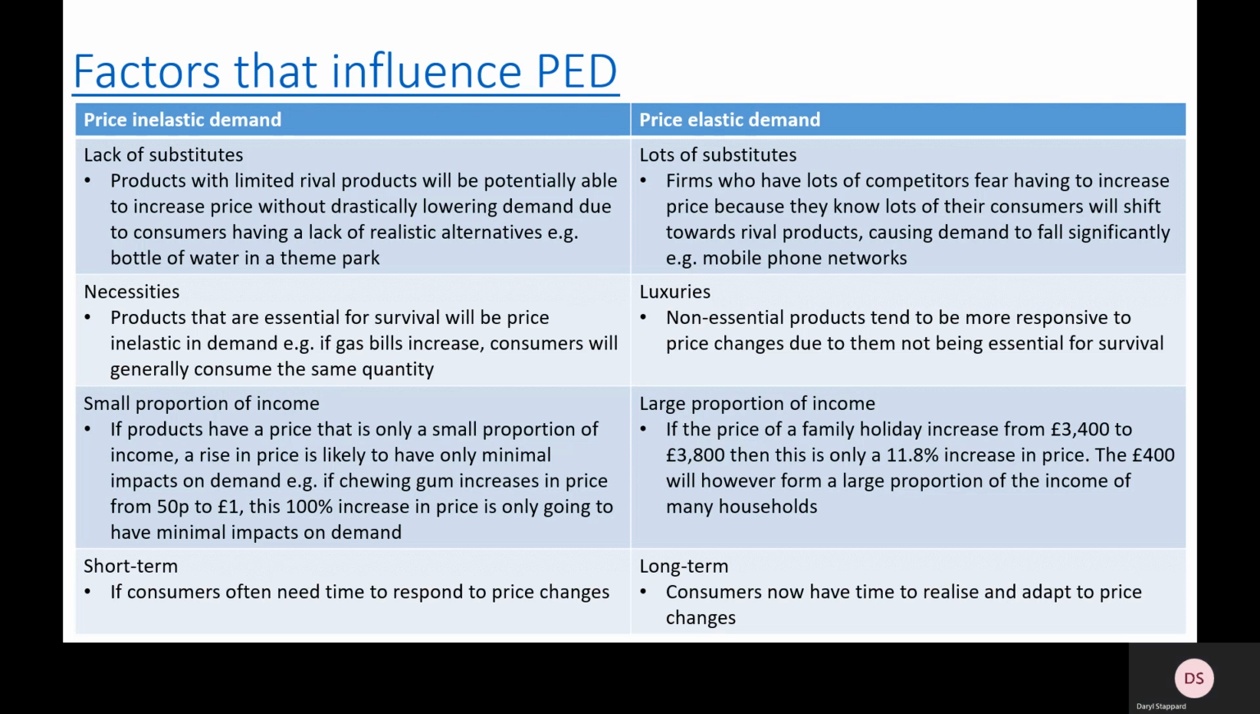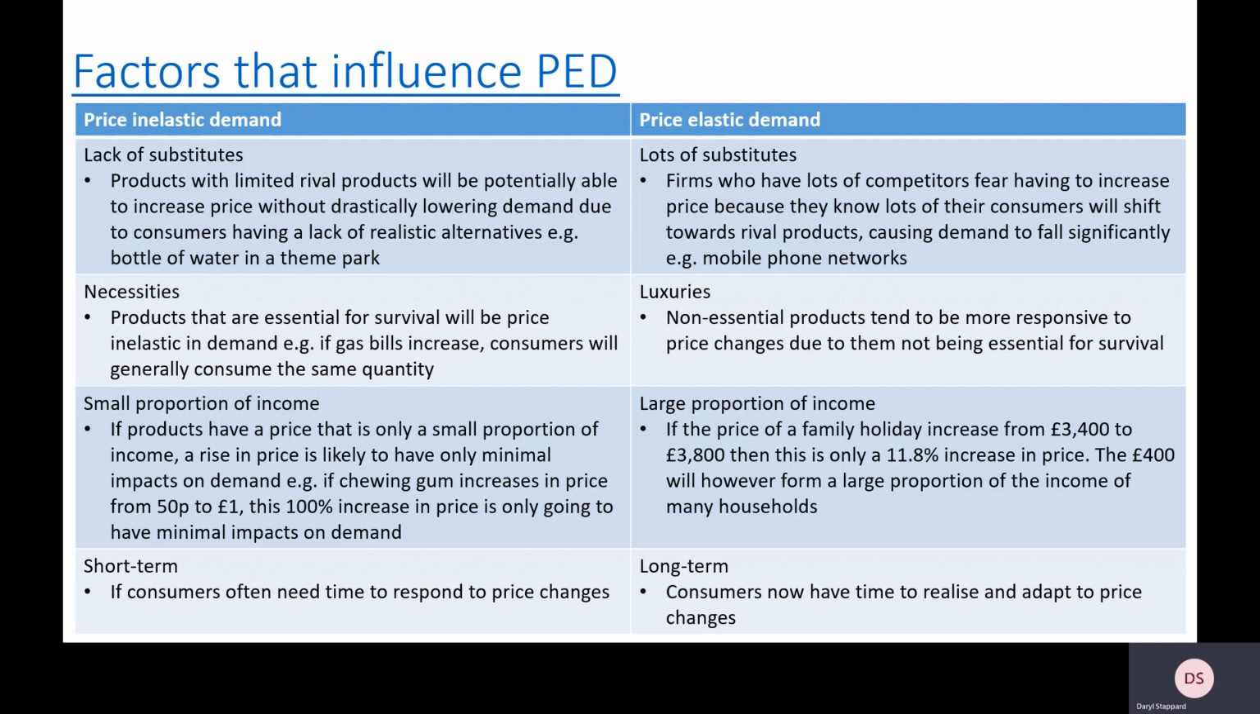The next one, small proportion of your income. Now, if something costs 10p, it's a very small amount of what people earn. If the price was to double to 20p, it's still a very, very small proportion of your income. And that would probably mean that you will still demand more or less the same quantity of that particular product. The example I've put down here is chewing gum. If chewing gum doubled in price from 50p to £1, then you might buy a little bit less of it, but it will not be a significant drop in demand. Because at £1, it's still a very tiny proportion of what you earn.